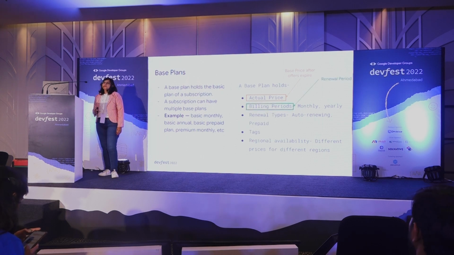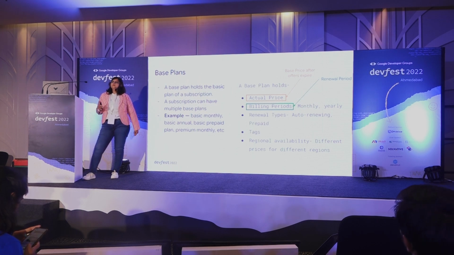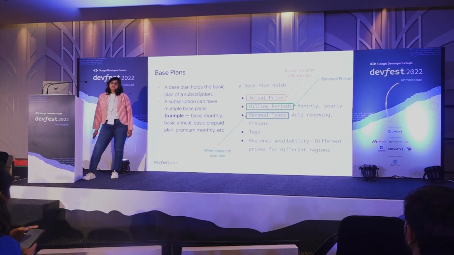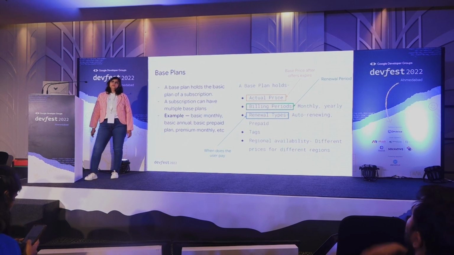Base plans also define the billing periods for your subscriptions, for example monthly, yearly, and so on. Right now monthly and yearly are supported. Renewal types are something which is new, introduced in this model. So it is auto renewing and prepaid.